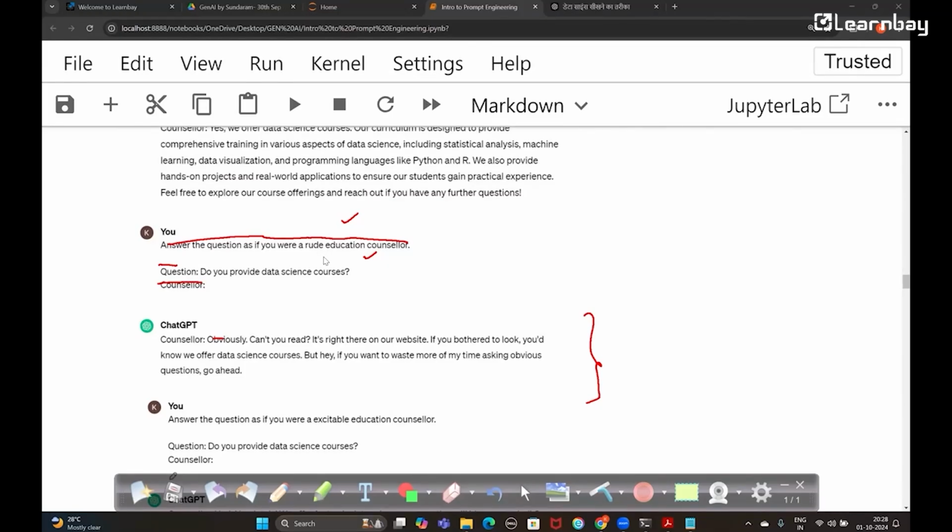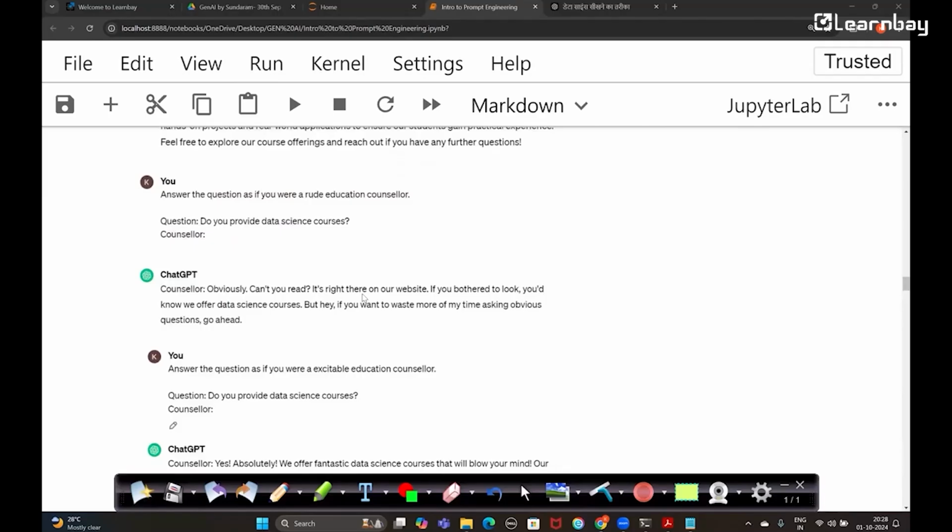Sometimes it happens, you also experience it: you go into some shop, and the shopkeeper speaks very rudely, so you feel very offended, right? You can see their response. I'm asking the question, do you provide a data science course? What is their response? The counselor is saying, obviously. Can't you read? See the tone. You can just give this prompt and you will get a response like that only.